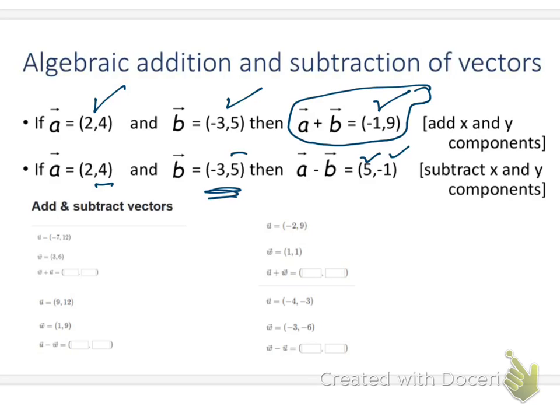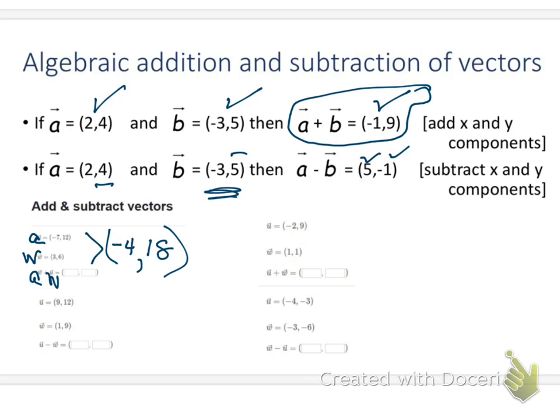Okay, so I have some more for you to practice down here. I know this is a little bit small and hard to see, but let's give it our best shot. So if we're going to add, this is vector A, and this is vector W, at least let's call them that, A and W. I would say negative 7 plus 3, and negative 7 plus 3 is a negative 4, and then 12 plus 6 would be 18. So that would be the resultant addition of those two vectors.